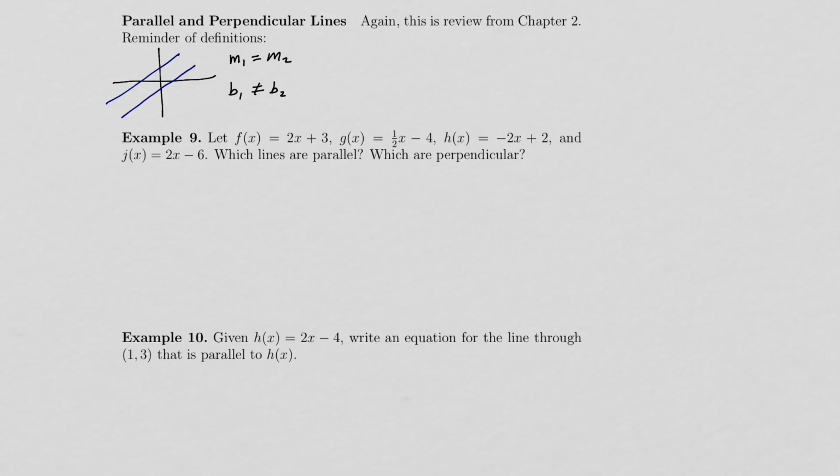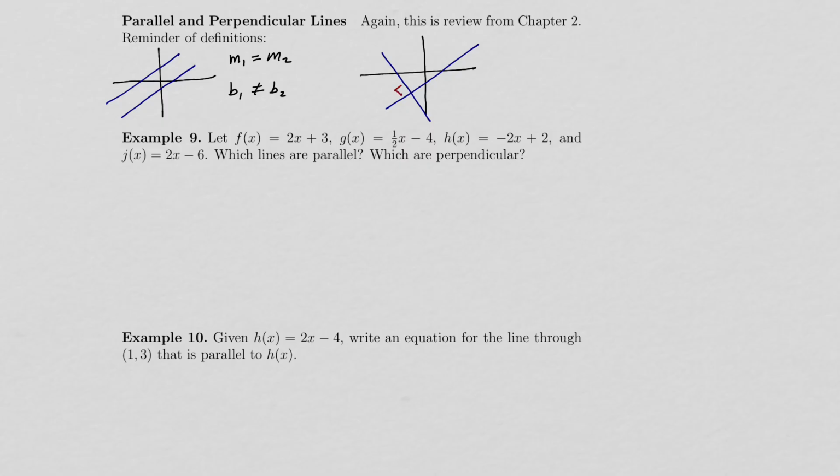And then how do we know that two lines are perpendicular? Well, first of all, what does it mean to be perpendicular? Remember, they're going to intersect in such a way that they meet at a right angle.